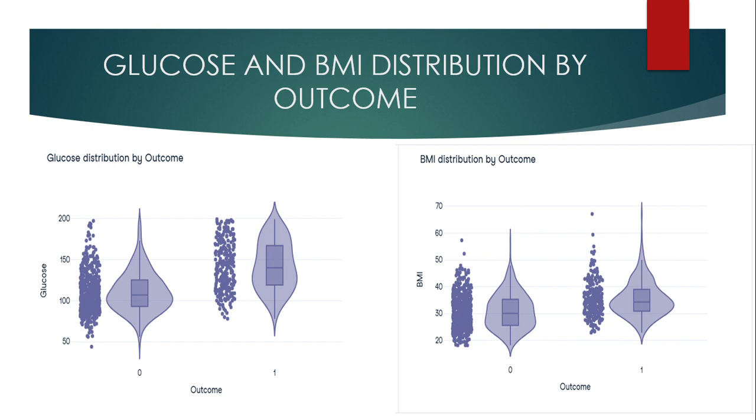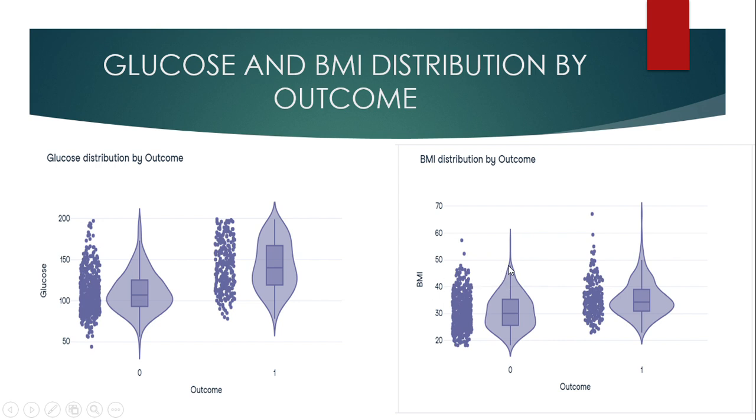These are some visuals that support the outcome. This violin plot shows the distribution of glucose levels in patients with and without diabetes. Individuals with diabetes have much higher glucose levels compared to those without diabetes. This aligns with medical knowledge and it confirms why glucose was identified as the strongest predictor in our model.